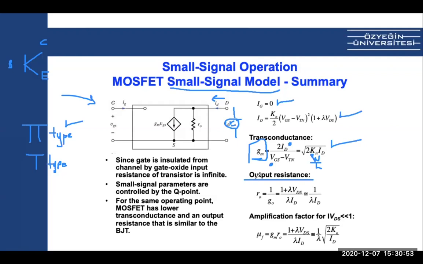And when you find the output resistance, this R0 is your output resistance here. Because this GMVGS, although it's a dependent source, when you do the derivations, you see that the main factor is R0 here. So R0 is the output resistance. And you can also write it in terms of the early voltage effect, the channel modulation effect.